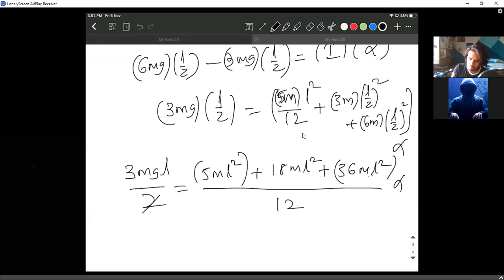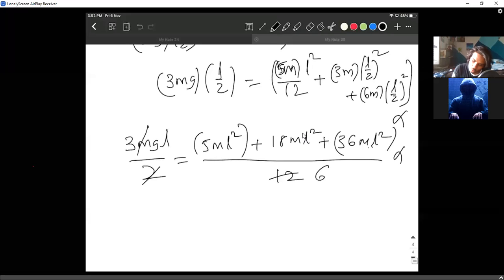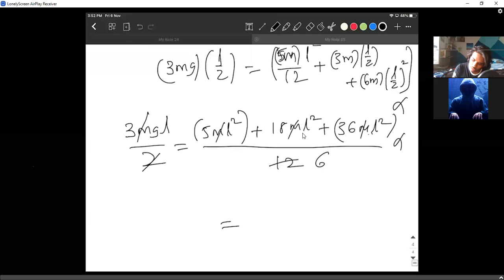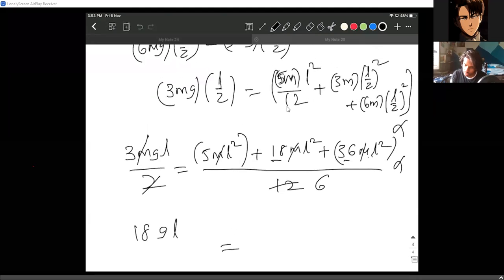If I'm going anywhere wrong, please let me know. And 3, oh, I can't cut down 3. I have 3 right there. Is there anything that I can do? 18gL equals 5 plus 18 plus 36. How much is it? 36 plus 18. What is it? So it won't be 36 mL square, sir.